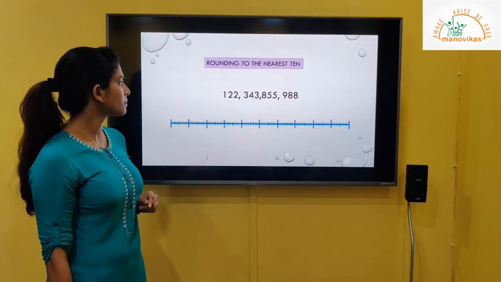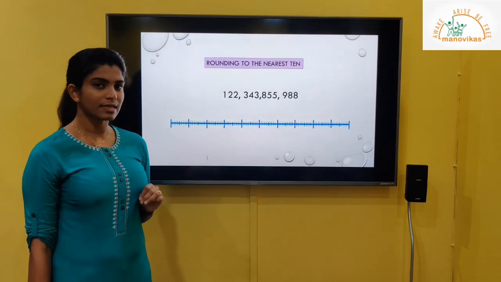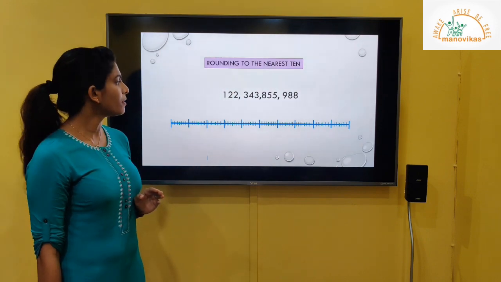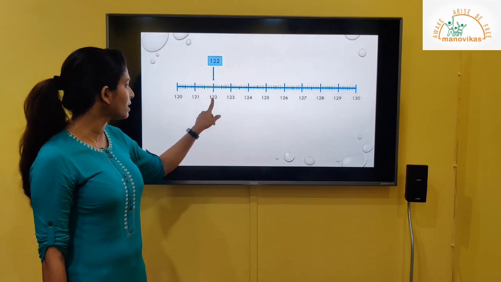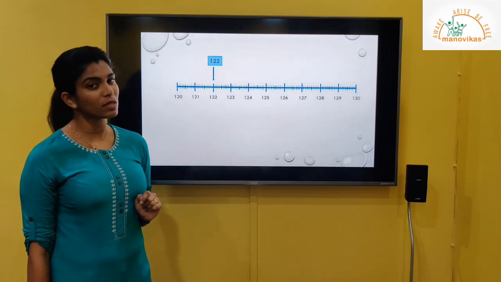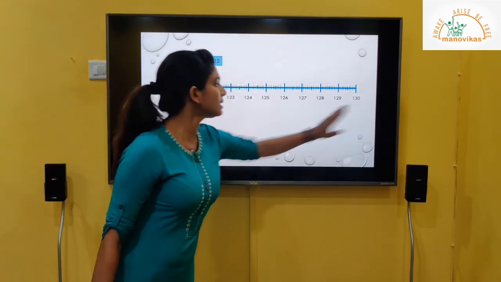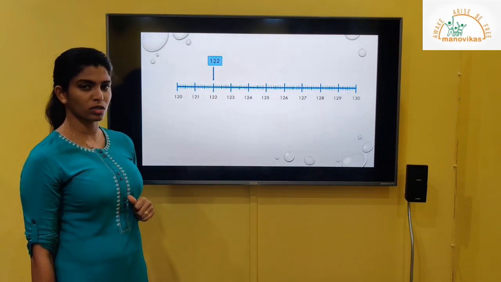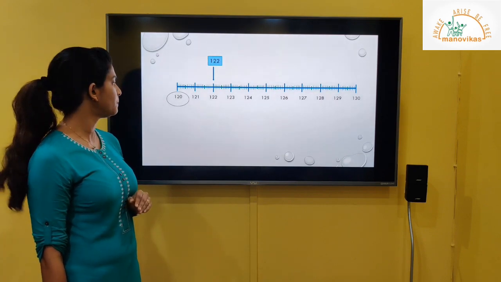Now we'll see rounding to the nearest 10 with 3 digits. In the same way, we have to look only at the ones place. First one, 122. Now I have marked it here. The number is coming here. Which are the two possible tens? 120 and 130. Now I have marked 122. Tell me which number is closer to that. Very good, it is 120.